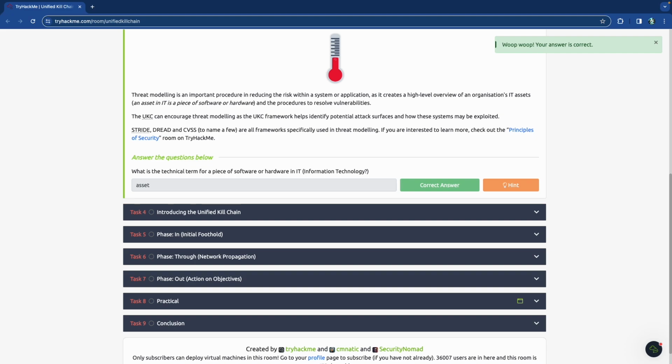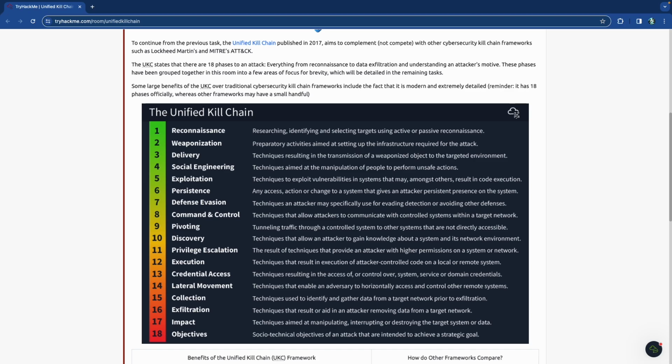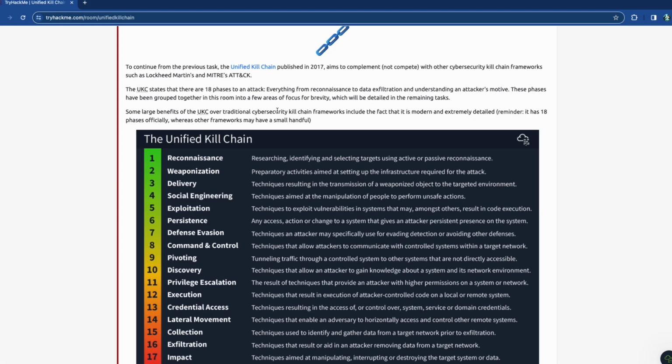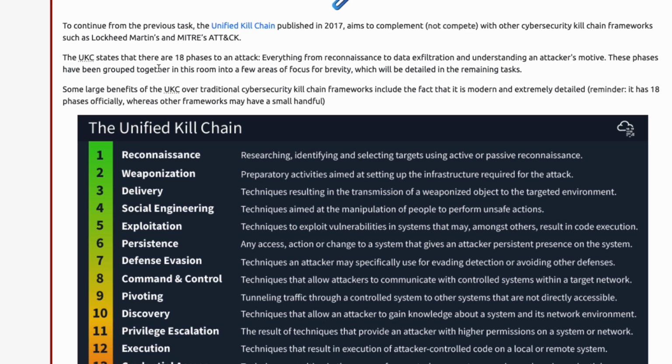Okay, moving on. Introducing the unified kill chain. This is a much longer list than what we saw earlier in the cyber kill chain. To continue from the previous task, the UKC, published in 2017, aims to complement, not compete with, other cybersecurity kill chain frameworks such as the Lockheed Martin cyber kill chain or the MITRE ATT&CK framework. The UKC states that there are 18 phases to an attack instead of just, I think it was 7 or 8 in the other one, right?